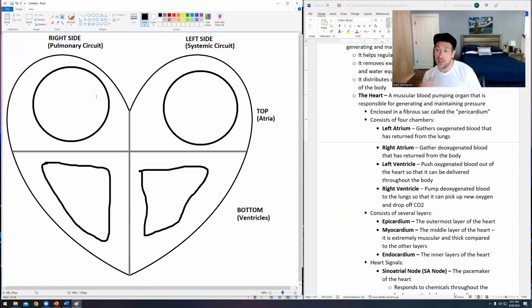Like we have to be able to get blood to the lungs so they can pick up oxygen. That's where your pulmonary circuit comes in, right? So the right side of the heart is all deoxygenated, right? This is where deoxygenated blood, which we'll put in blue here.